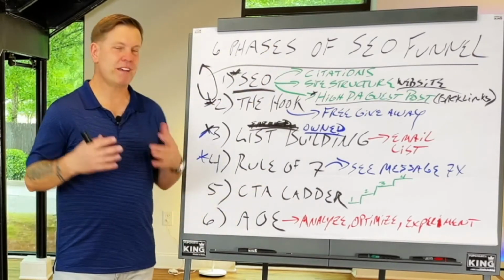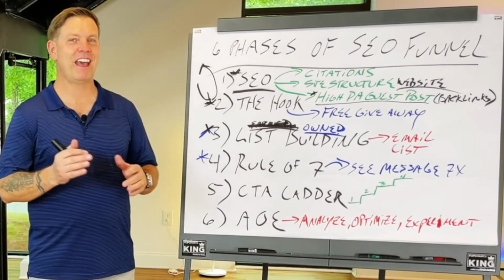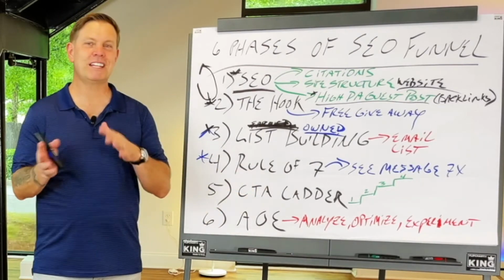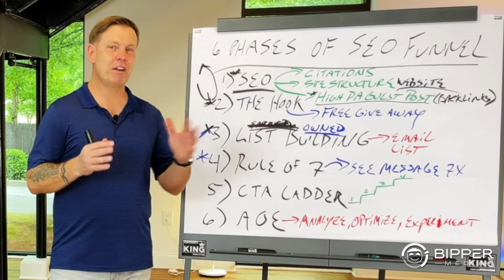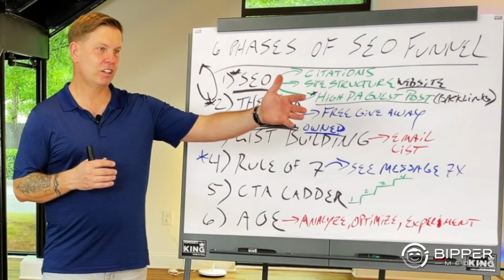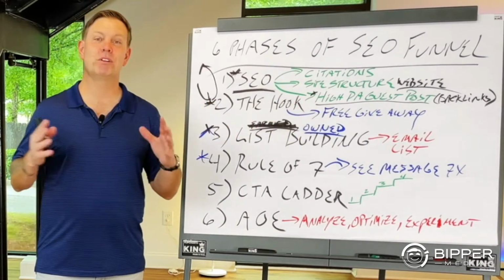The rule of 7, we didn't invent that phrase. I think it dates all the way back to the 1920s in the movie industry. They were trying to figure out, how do we get consumers to come and watch our movies?